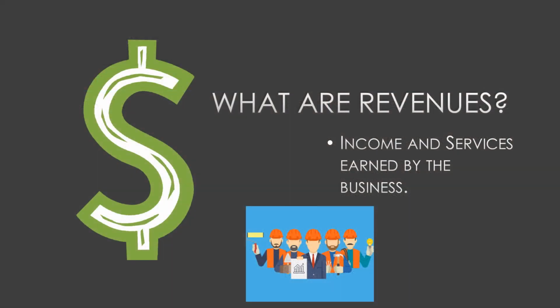Revenues are income and services earned by the business. Examples of revenues include services revenue, for example, a plumber coming out and unclogging a drain, or a builder coming out and fixing some form of repairs for a house or a building. So they're actual services provided by a person. Other examples could include going to the doctor, and also seeing an accountant to lodge your income tax return. In other words, they are services provided by people.